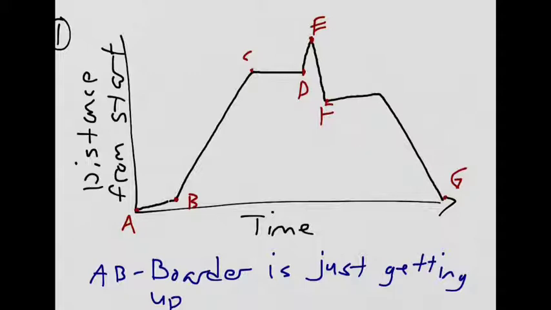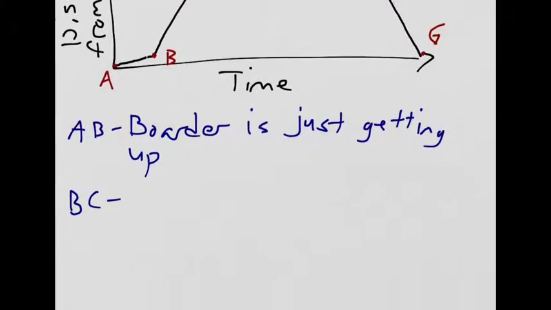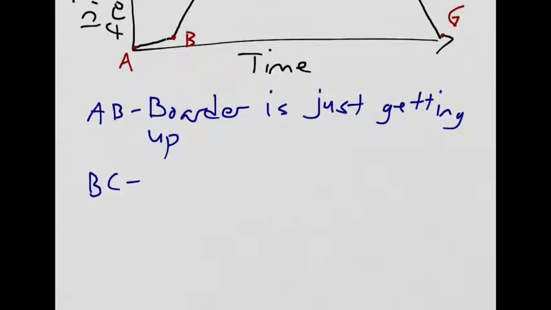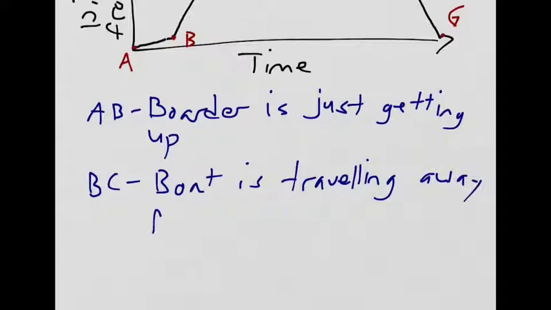So imagine just the boat starting to speed up here. It reaches boarding speed. I don't know what the technical term is, but the speed that you have to go so the guy doesn't fall off. Not too fast, not too slow, but just right so that the boarder can stay on. So BC, boat is traveling away from start at a constant speed.